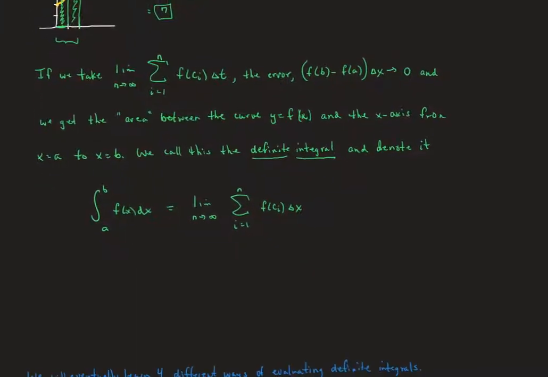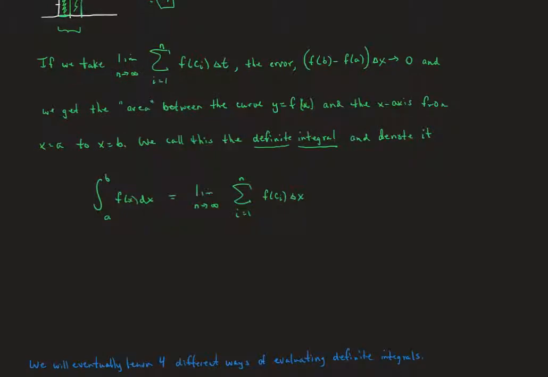So let's talk more about this idea of rectangles. Our notation for a Riemann sum is going to look like a sum of f of c sub i times delta x. Let me bring my green pen back up. So the area under the curve, we're going to take the value of the function somewhere on that subinterval times the width of our rectangle.